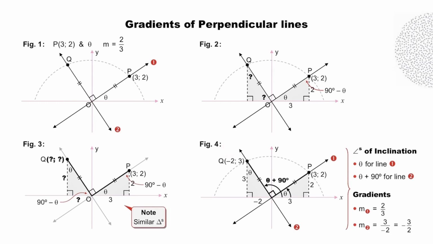Compare these coordinates to the coordinates of P. We notice that they are swapped and opposite in sign, resulting in the fact that the gradient of line 2 is equal to negative 3 over 2, as opposed to the gradient of line 1, which was 2/3. Mission accomplished.